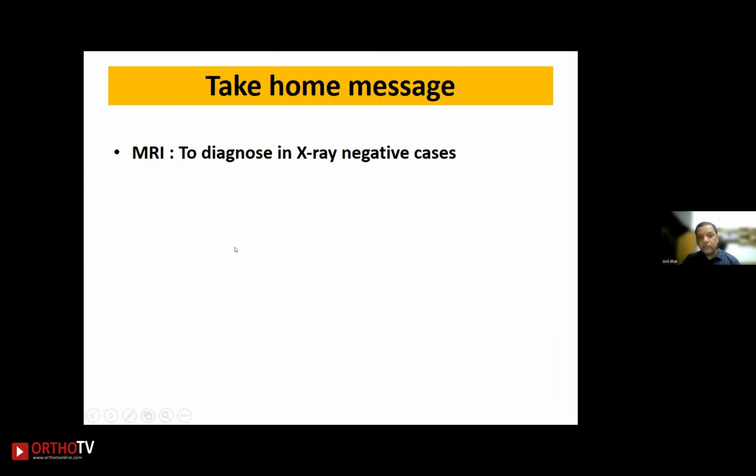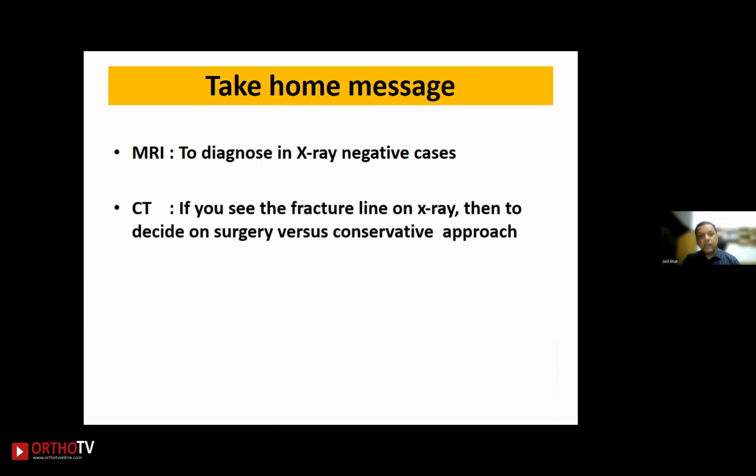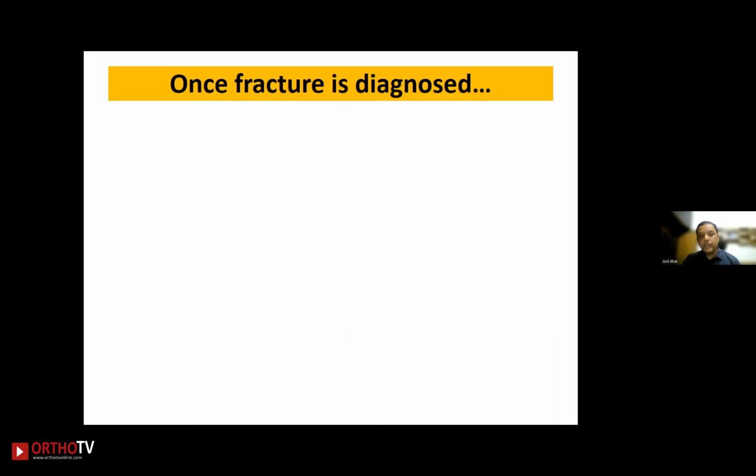CT will also tell you the gap. So as I said, to diagnose X-ray negative cases, you need to be doing MRI. And if you see the fracture line on X-ray, and to decide on surgery versus conservative treatment, you will have to get a CT done with that 1 millimeter cut. So this is about how not to miss these, both clinical examination and your basic X-rays and advanced imaging.